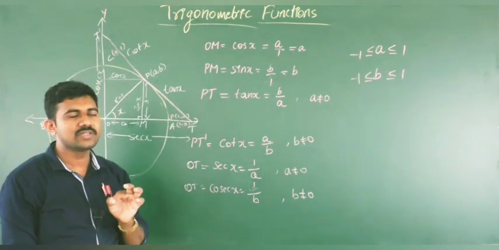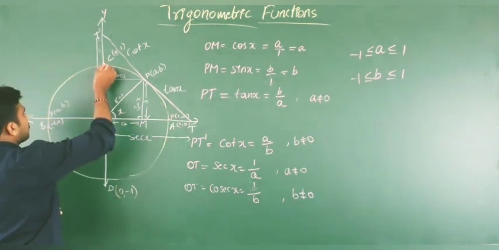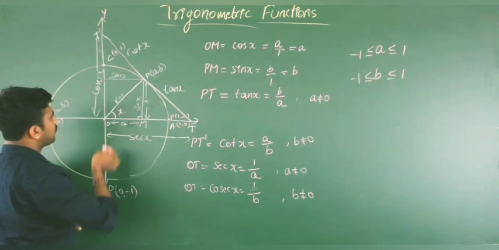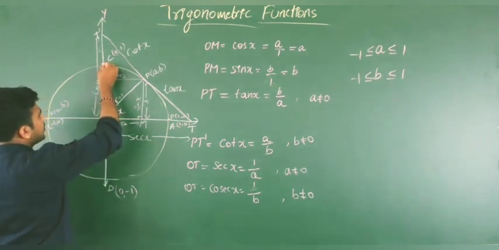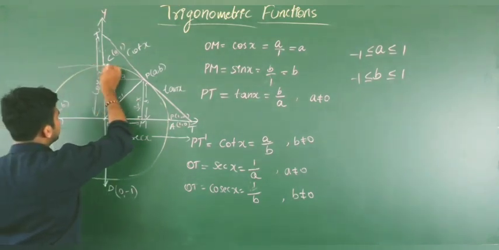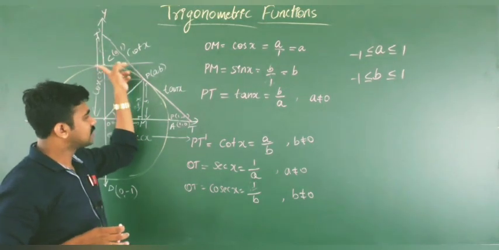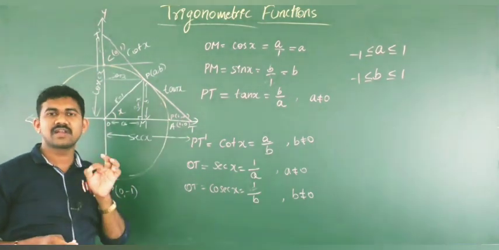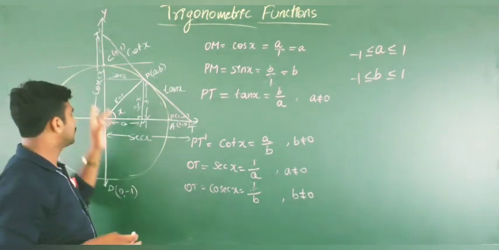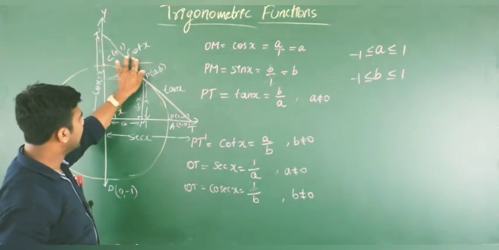If a is equal to 0, suppose you consider the point here, then the tangent comes like this. So this is a horizontal line which does not touch the x axis. So clearly we will not get the tangent here. We cannot define the tangent.